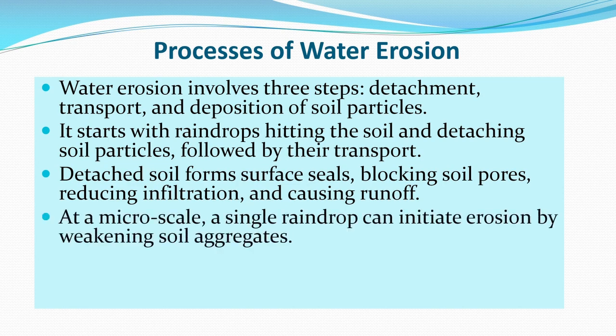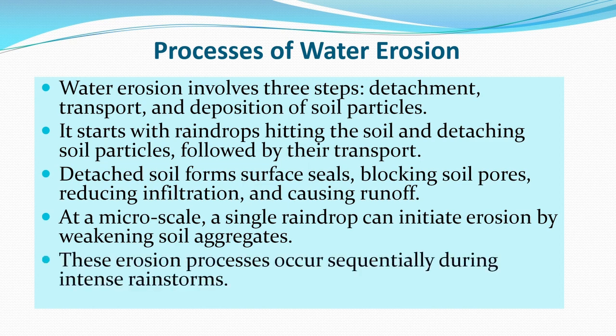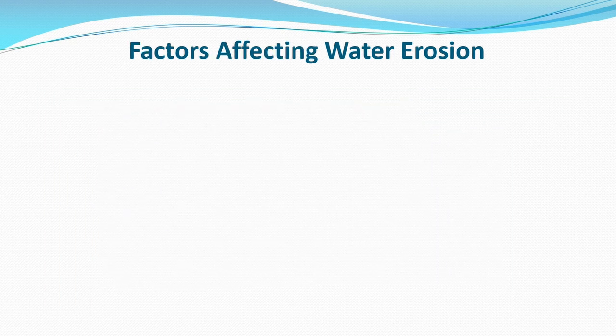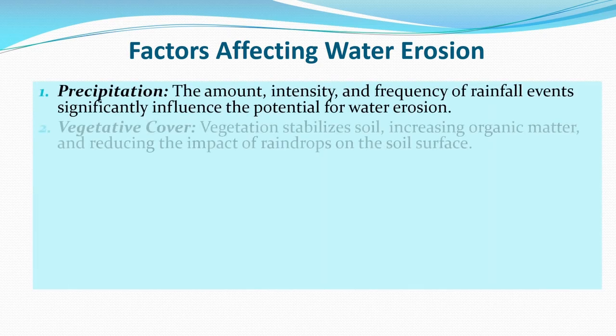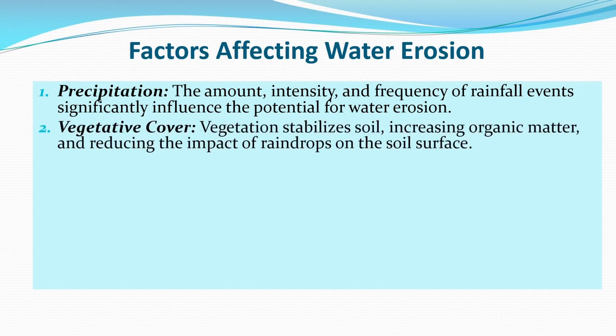At a micro scale, a single raindrop can initiate erosion by weakening the aggregates of soil. These erosion processes occur sequentially during intense rainstorms. Which are the factors that affect water erosion? Precipitation, vegetation cover, topography, and soil properties.